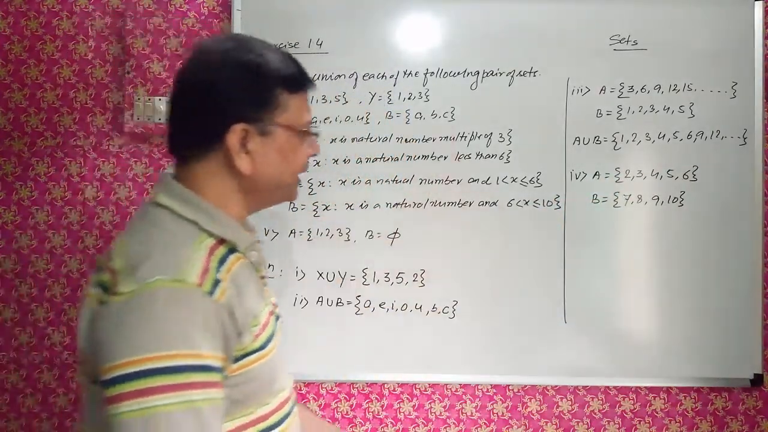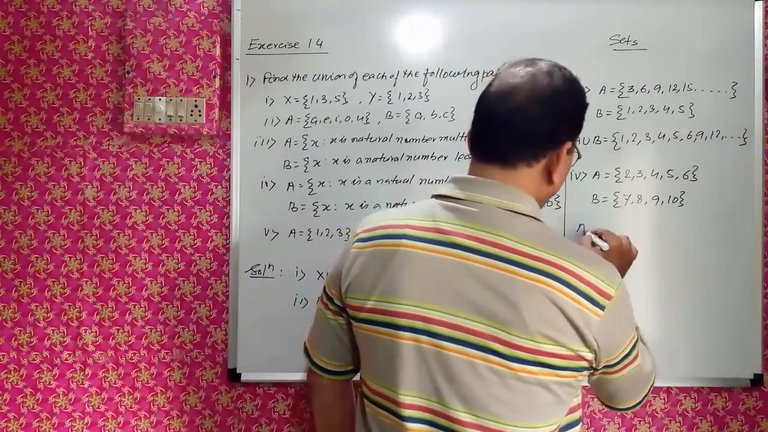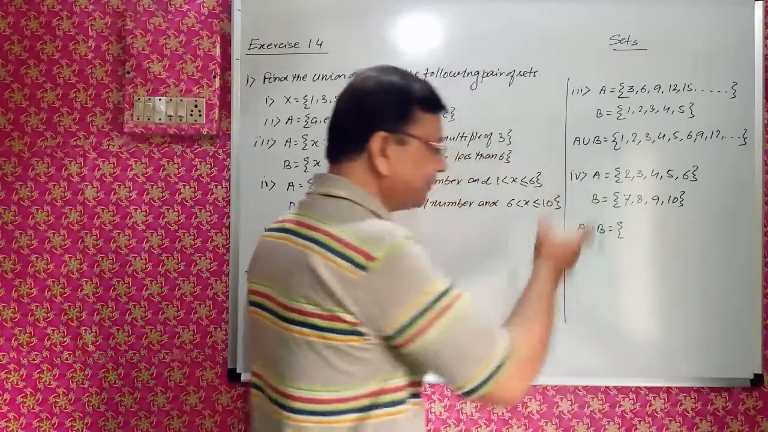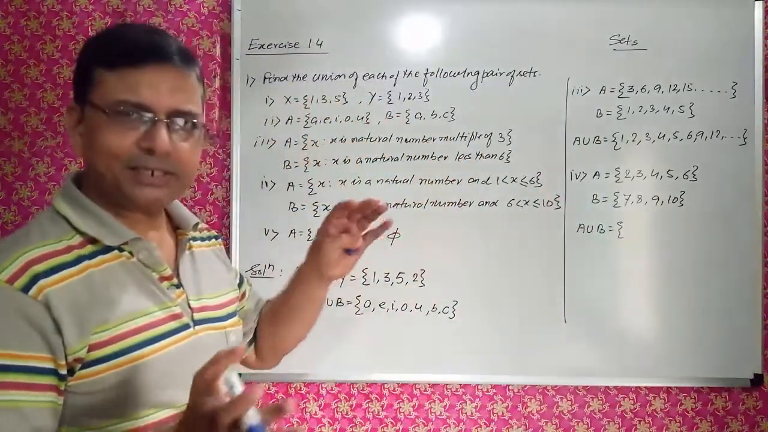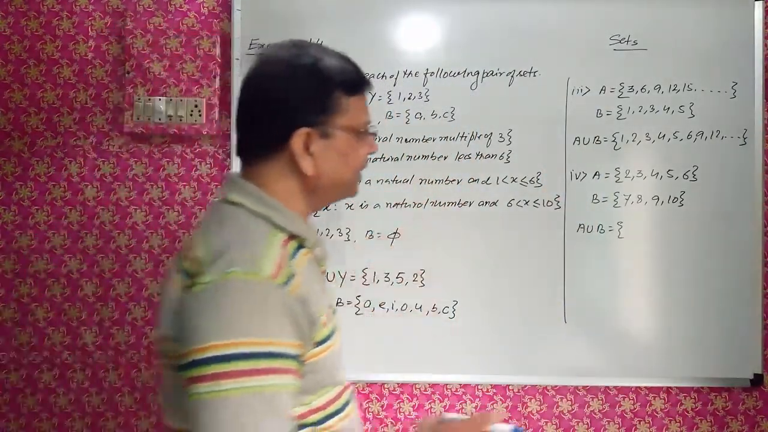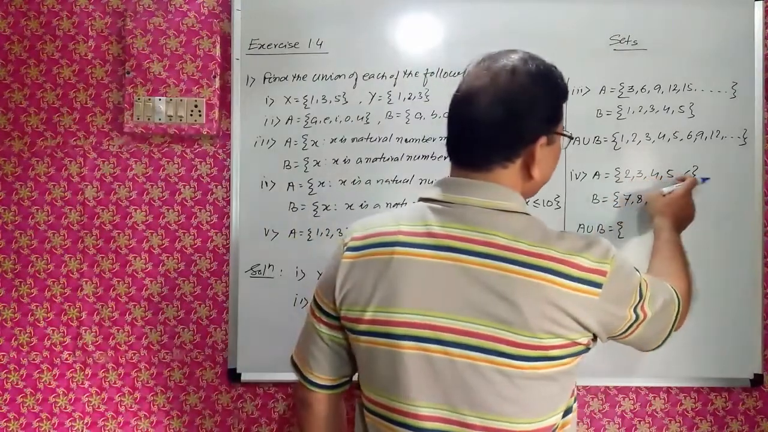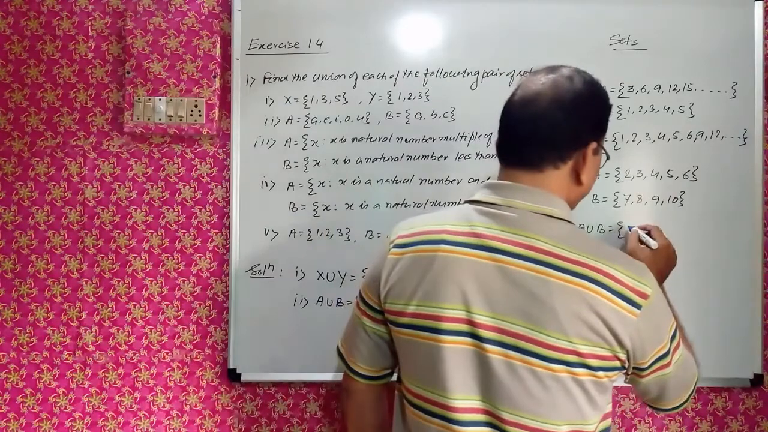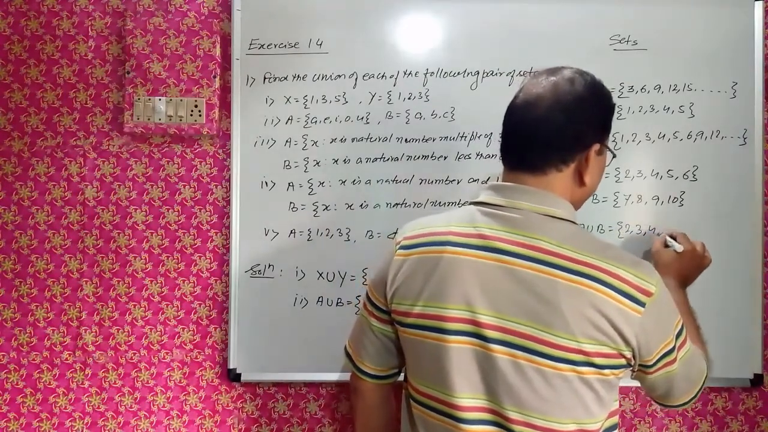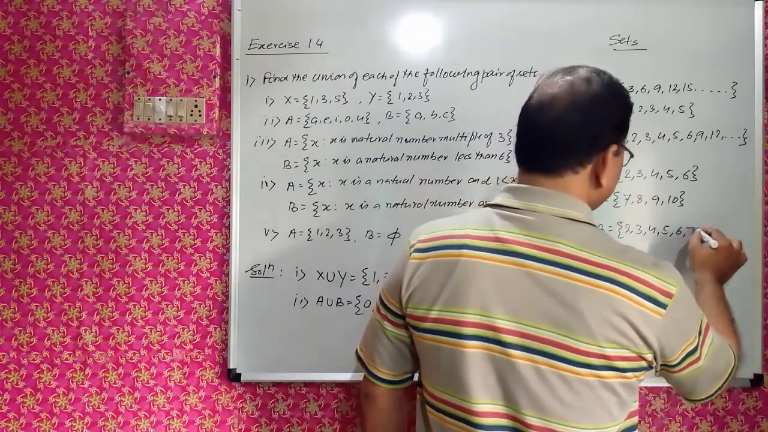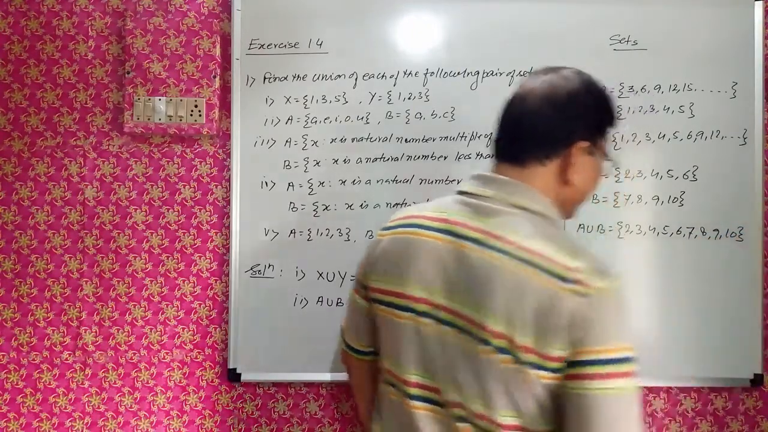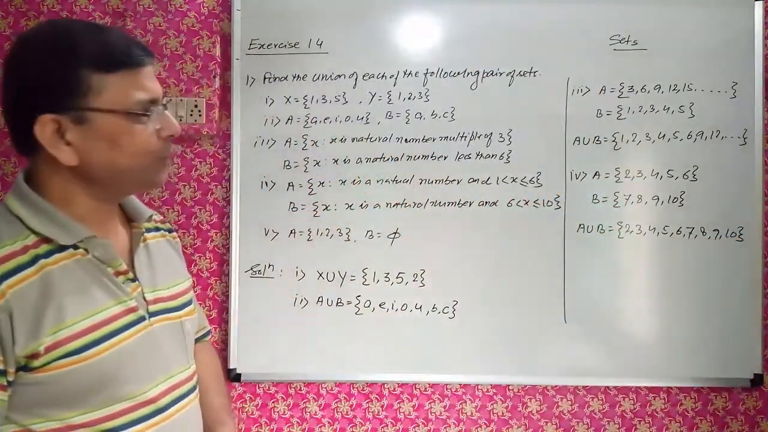And we have to find the union of these two. So A union B. Common elements will be written once and the rest of the elements of both the sets will be written. So here you see 2, 3, 4, 5, 6, 7, 8, 9, 10. Nothing is common. So all those elements will come. So 2, 3, 4, 5, 6, 7, 8, 9 and 10. So these are the elements of A union B.